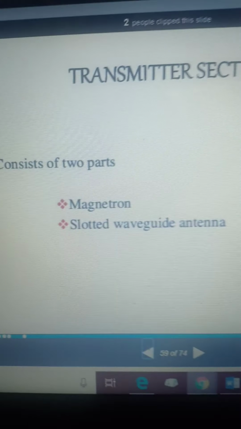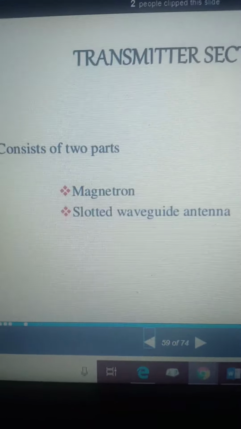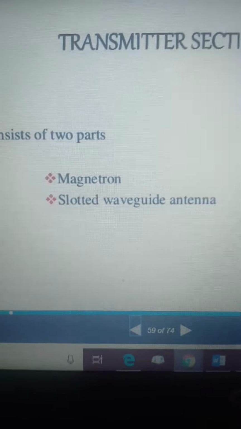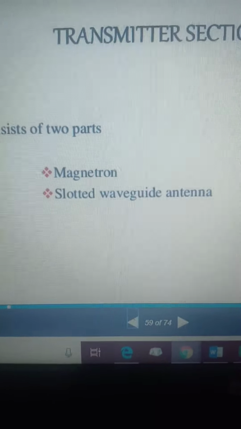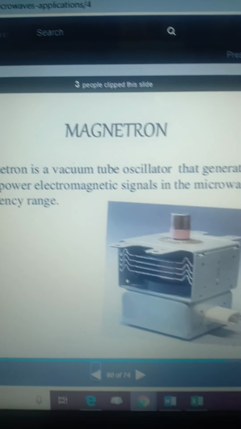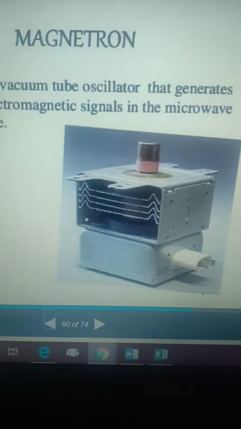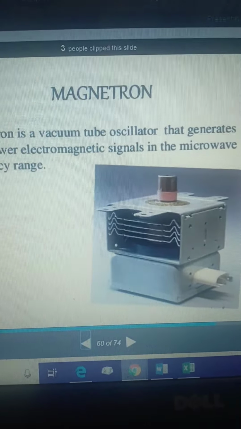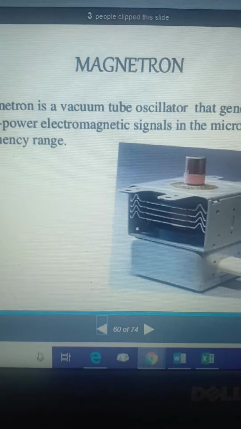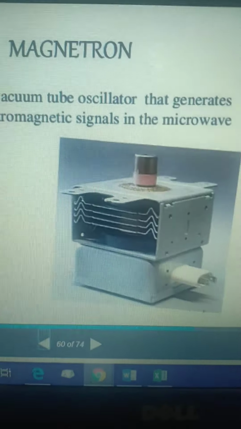Let us discuss each part in detail. The transmitter section includes a magnetron and a slotted waveguide antenna. The magnetron is used for producing microwaves, and the slotted waveguide antenna transmits them. This is the diagram of a magnetron. The magnetron is a vacuum tube oscillator which generates high power electromagnetic signals in the microwave frequency range. Here we have chosen the S-band, that is 2 to 4 gigahertz, and it operates in this frequency range.